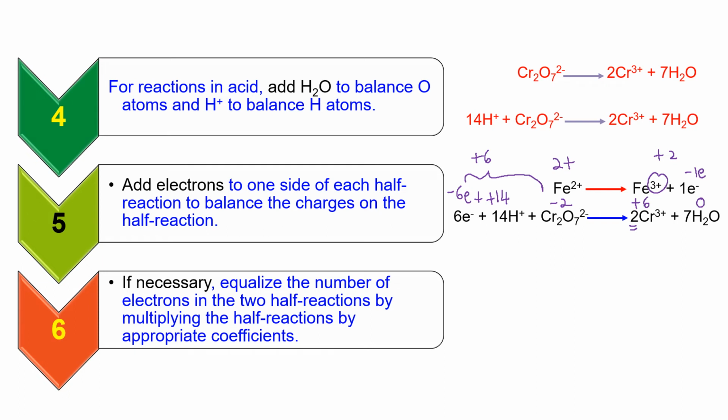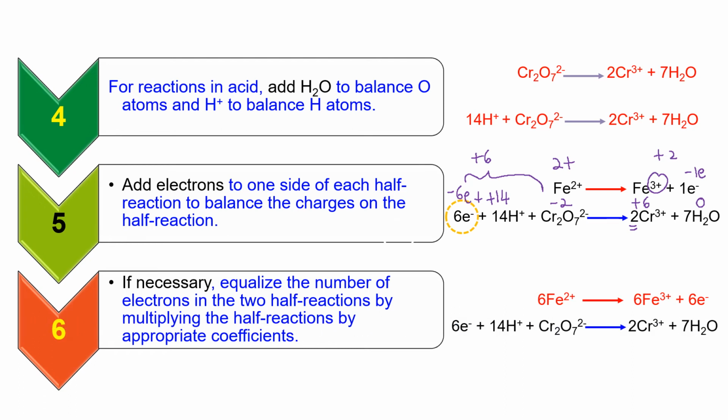After you have balanced everything and want to summarize, you cannot add them up yet because you have to equalize the number of electrons. For the reduction reaction you have 6 electrons, while for oxidation you have only 1 electron. So you need to multiply by 6 for the oxidation reaction to make sure you have the same number of electrons. Then you can cancel both of the electrons since they have the same number of electrons.